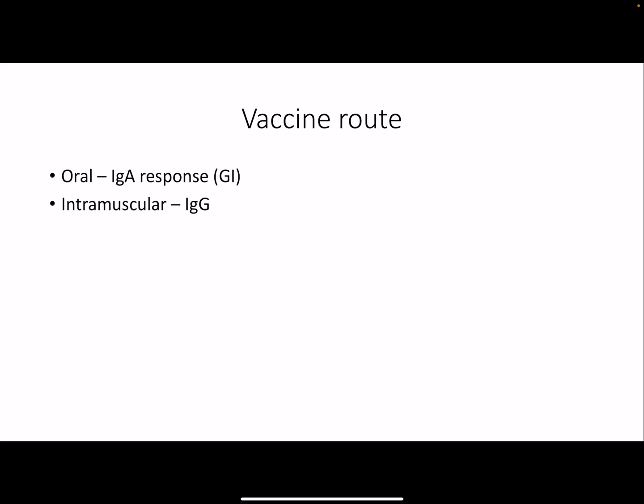All right, vaccine route. We can do oral vaccines, which, because it's going through the GI system, will increase your IgA response, or typically we do intramuscular. That's most vaccines, and that's IgG.